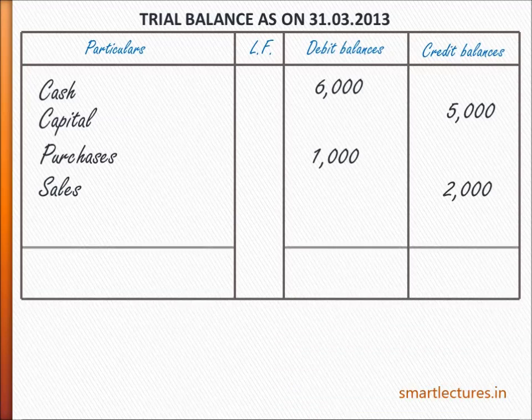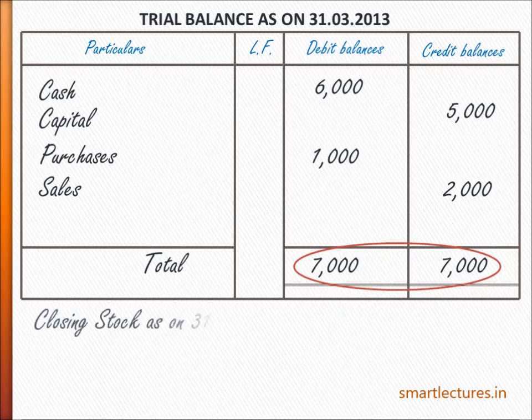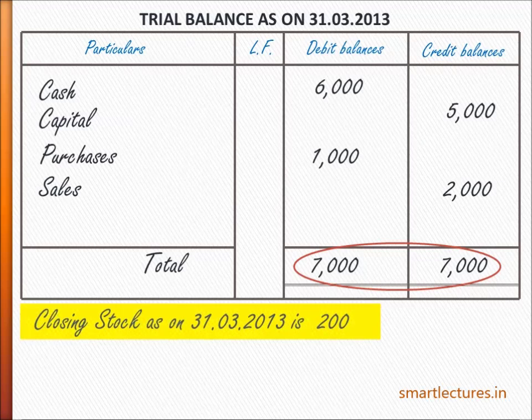So what's the total on both sides? Rupees 7,000. It means our journal entries, our ledger posting, all the totals, everything was perfectly all right because on both sides the totals are equal. Means our trial balance is balanced. And the closing stock as on 31st March 2013 is rupees 200. This thing should be written at the footnotes of the trial balance if there is any closing stock.